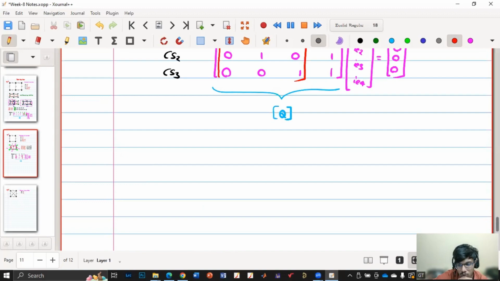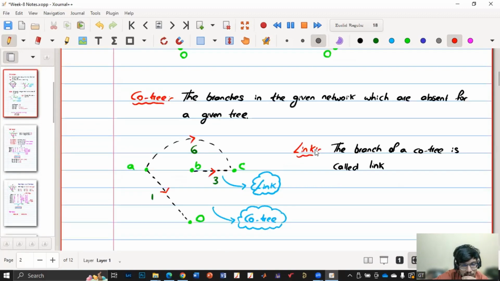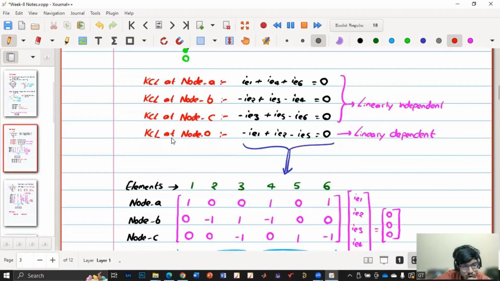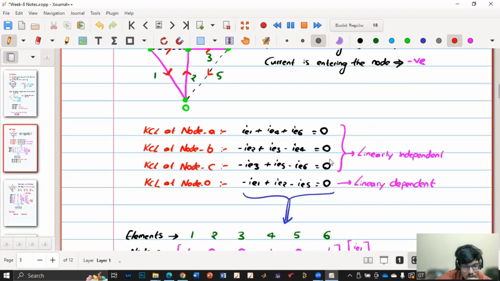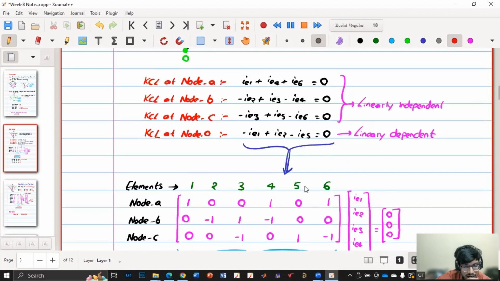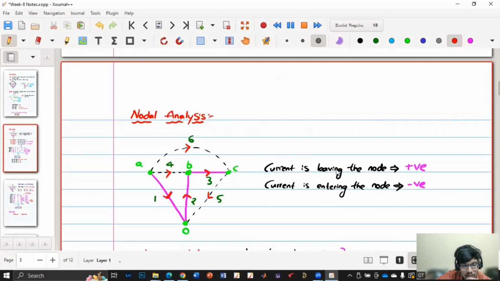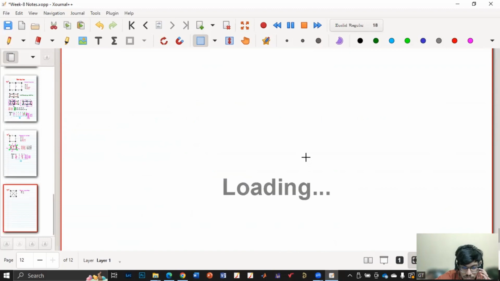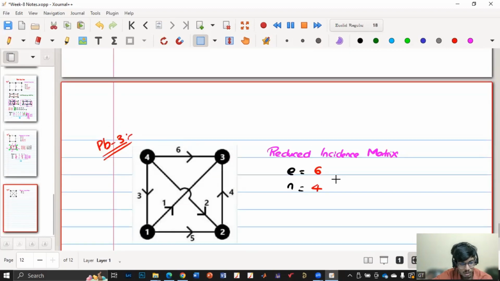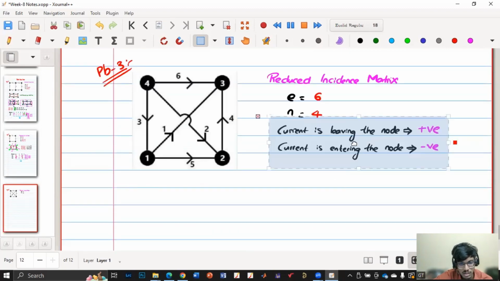We'll go back to theory and correlate. In nodal analysis, to get the A matrix, we'll apply KCL at 3 of the nodes, or n minus 1 nodes. Using that, we'll get the A matrix. If current is leaving the node, then it is positive. If current is entering the node, then it is negative. So the convention is this.